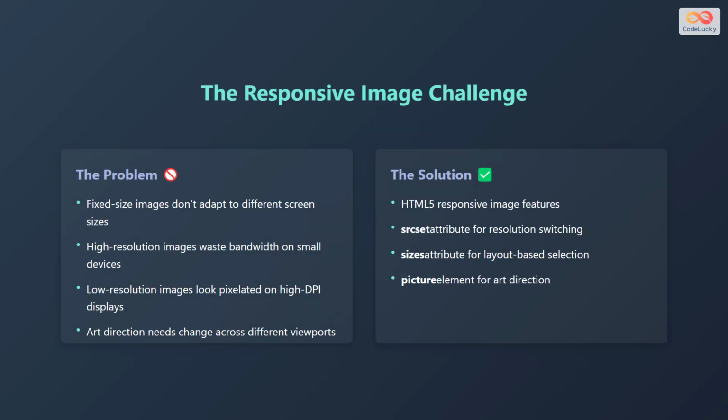The challenge with responsive images is that fixed-size images don't adapt well to different screen sizes. High-resolution images consume excessive bandwidth on small devices, while low-resolution images appear pixelated on high DPI, that is, dots per inch displays. Moreover, the desired look and feel, or art direction, may need to change across different viewports. HTML5 offers solutions to these problems through responsive image features.